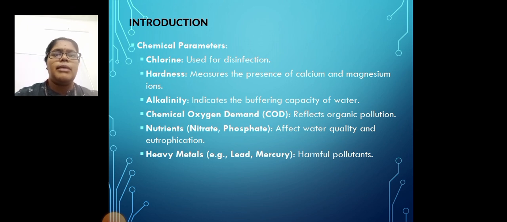So next are the chemical parameters. Chlorine. It's used for disinfection. Hardness. Hardness of water measures the presence of calcium and magnesium ions. Alkalinity indicates the buffering capacity of water. Chemical oxygen demand, given in short as COD, reflects the organic pollution that is present in the water.